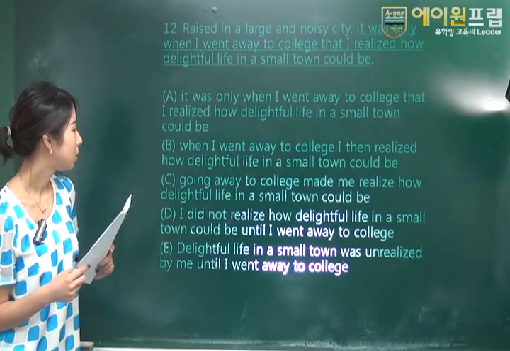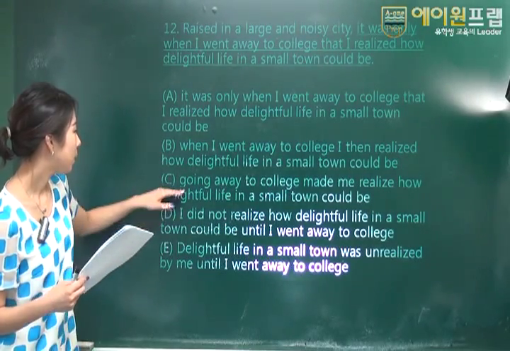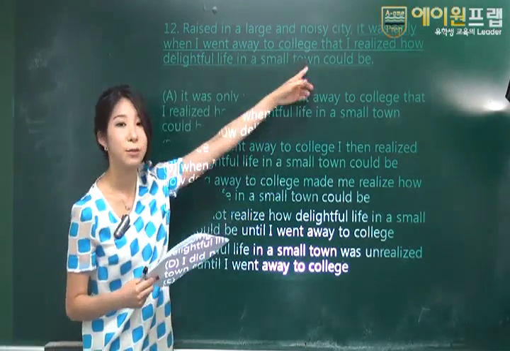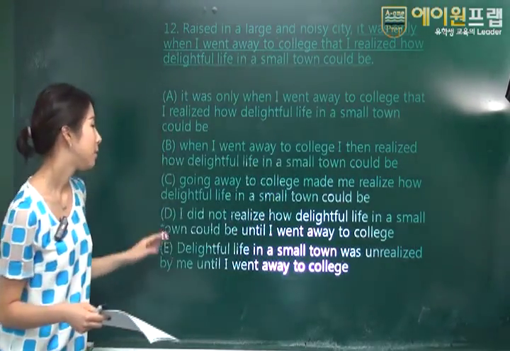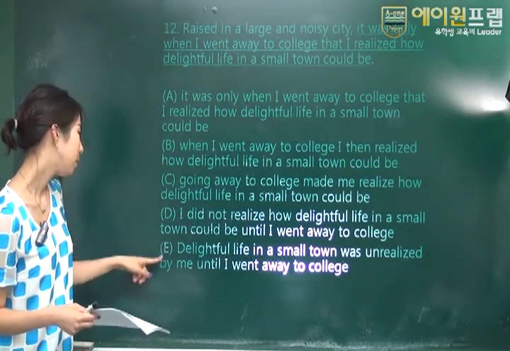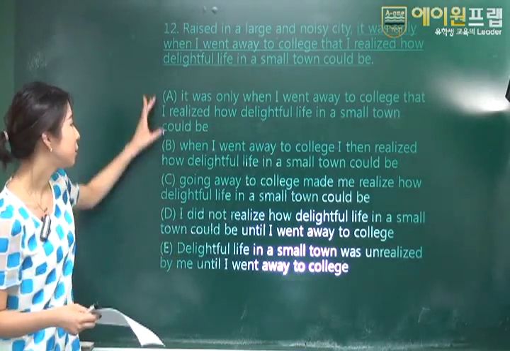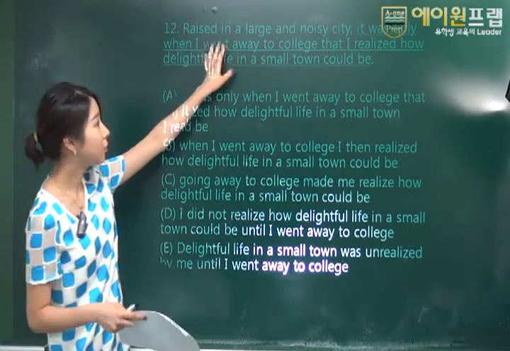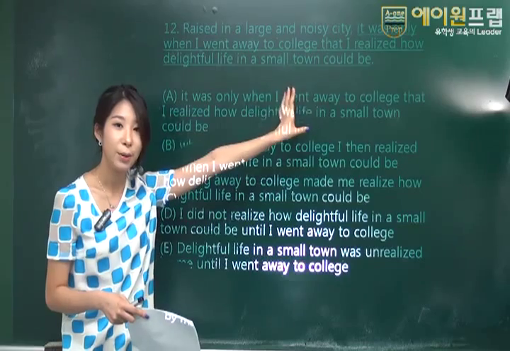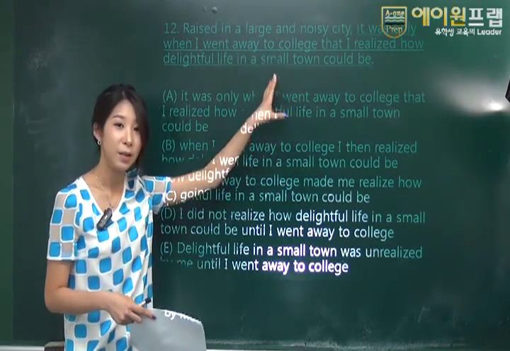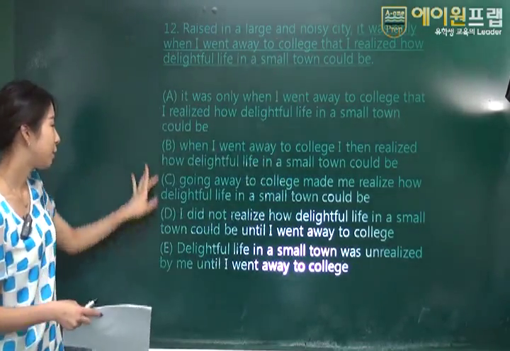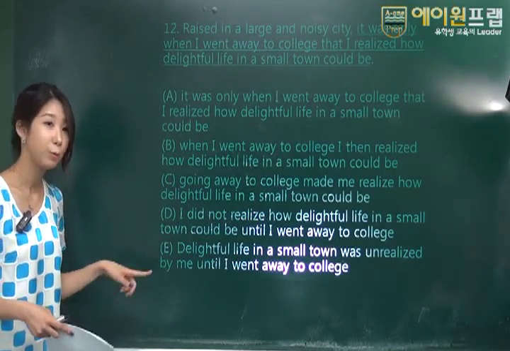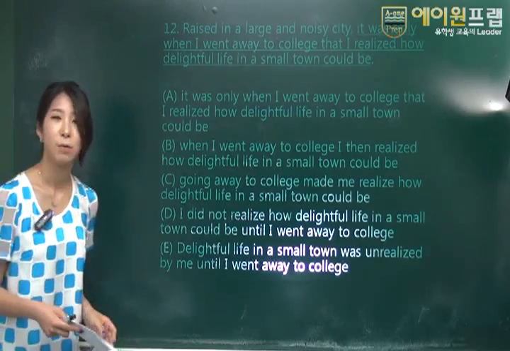But no, going away to college made me realize. We want I to be placed right after the comma. So that's the only option, is I. Delightful life? No. So this one is really straightforward. The only thing you have to do is just read the not underlined part, and you're going to find out that I should be the subject. And there's only one option that has I as a subject. So D is the answer. It's very straightforward, and it's more like a giveaway question.